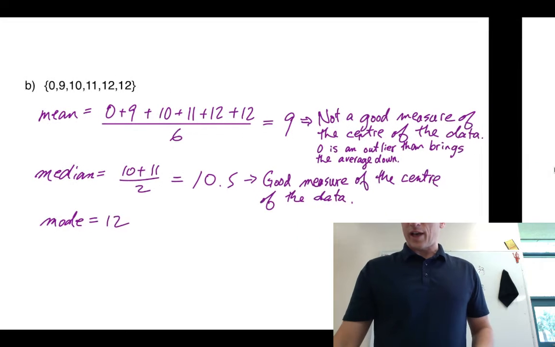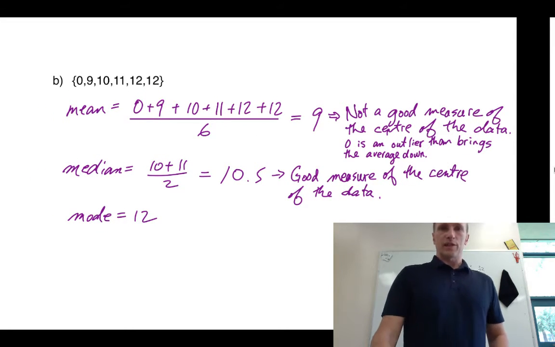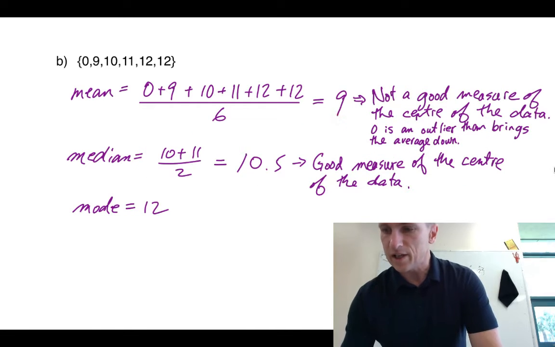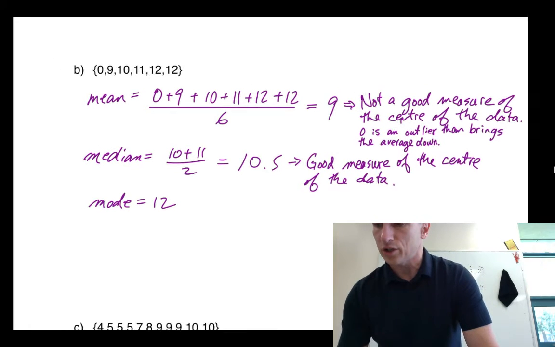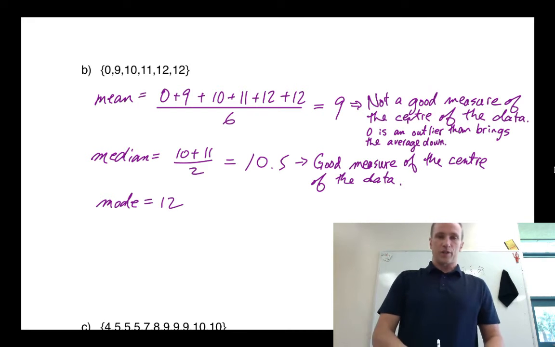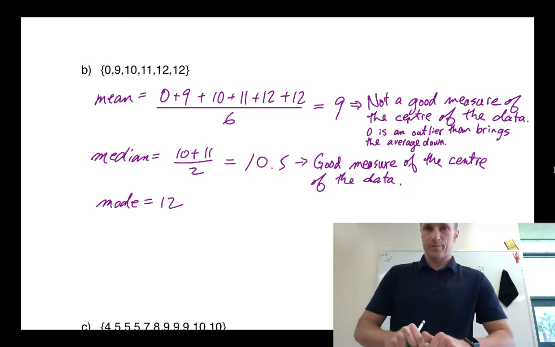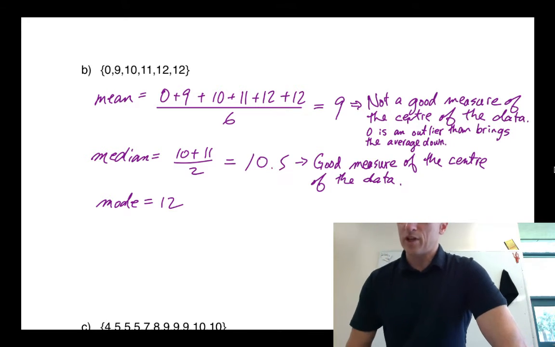When we take a look at the next one, example B, what you'll notice is that the mean is 9, and this is on the low end of the data. So I would say that's not a good measure of the center of the data. And the reason for that is because 0 is what we call an outlier, and that brings the average down. Median, on the other hand, the 10.5, this is a good measure of the center of the data because it's right here in the middle.